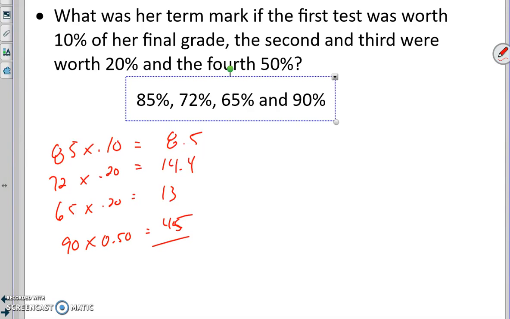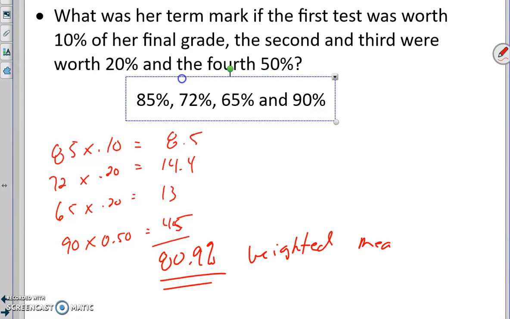Okay, so then you just add those up. 8.5 plus 14.4 plus 13 plus 45. Her average, her mark, is 80.9. Okay? This is called a weighted mean because it's an average, but some things are worth more than others.